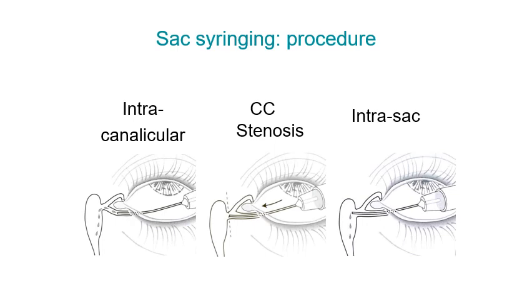Fifth, no saline comes through the punctum. All the saline goes inside the nose. So you have to interpret all these five results of sac syringing.